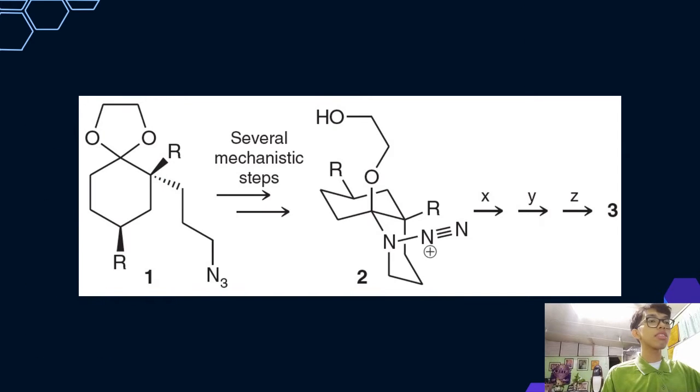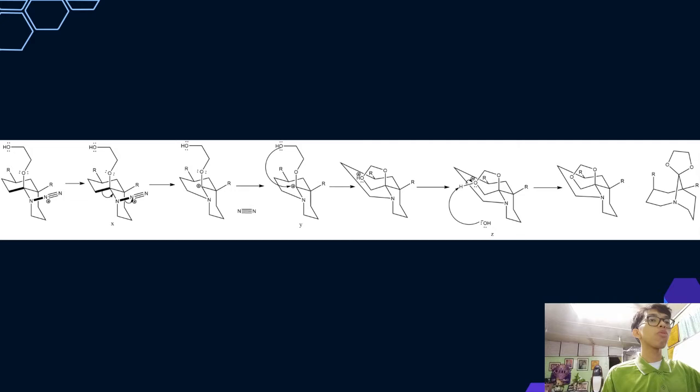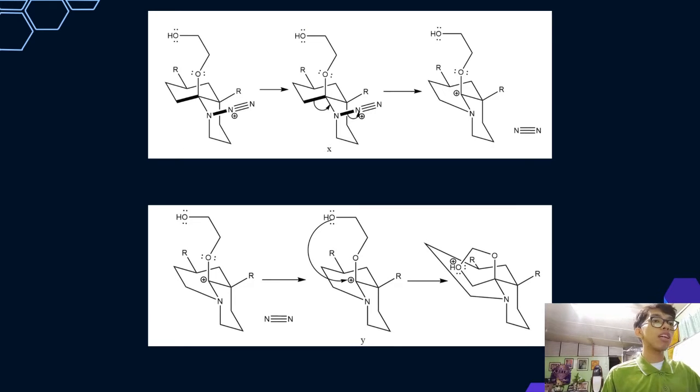So this is the compound that is being talked about in the problem. So we're going to provide the mechanisms for X, Y, and Z and give product 3. So this is the overall reaction, but we're going to divide that into small steps so that it can be easy to digest. So for reaction X, this is what happens.